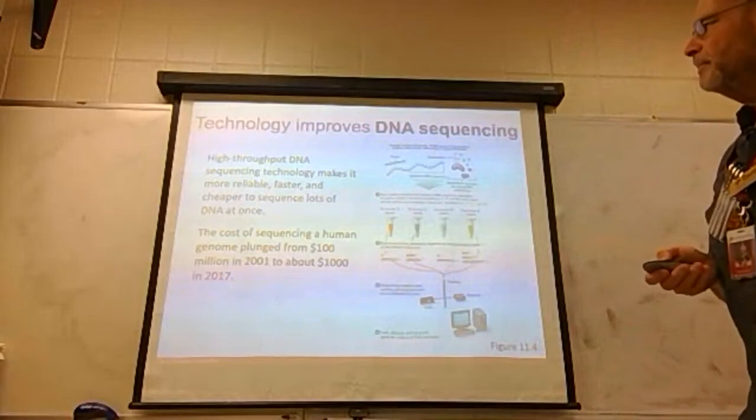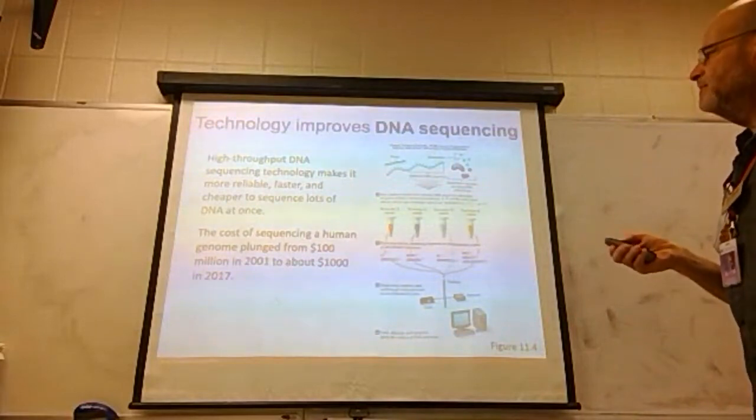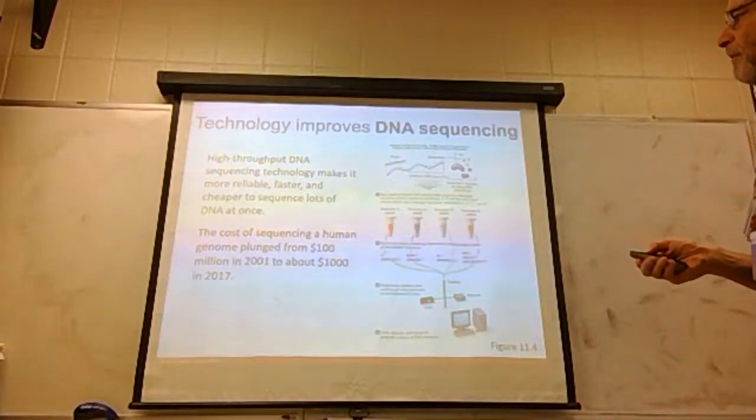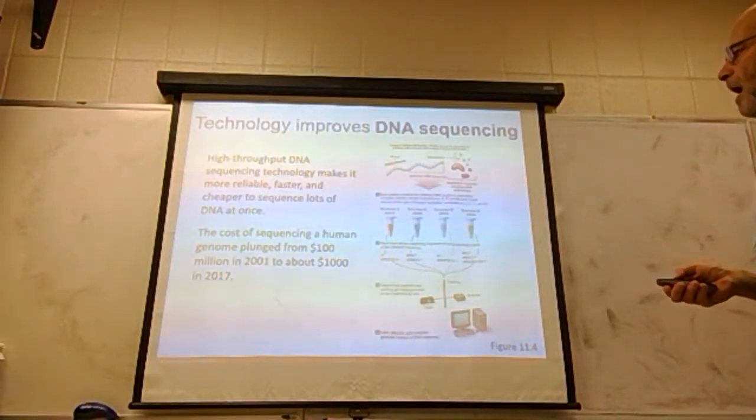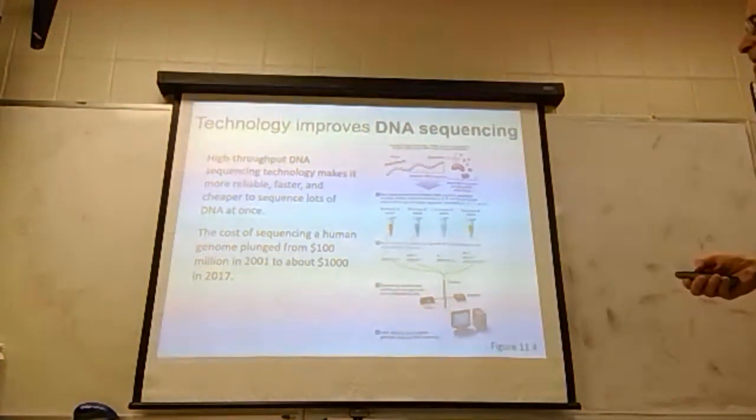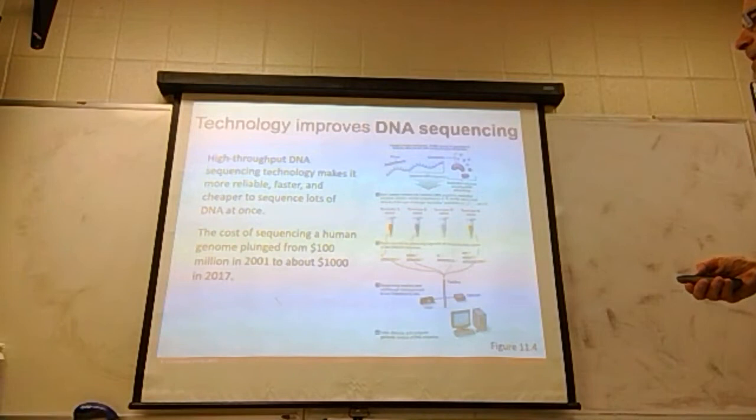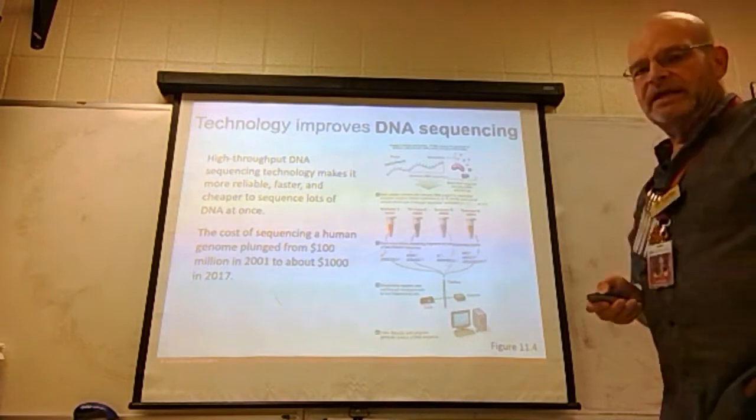Well, we no longer have that problem because now we have technology that's more reliable, faster, and cheaper to produce lots of DNA all at once. The cost of sequencing the human genome plunged from about $100 million in 2001 to about $1,000 in 2017.